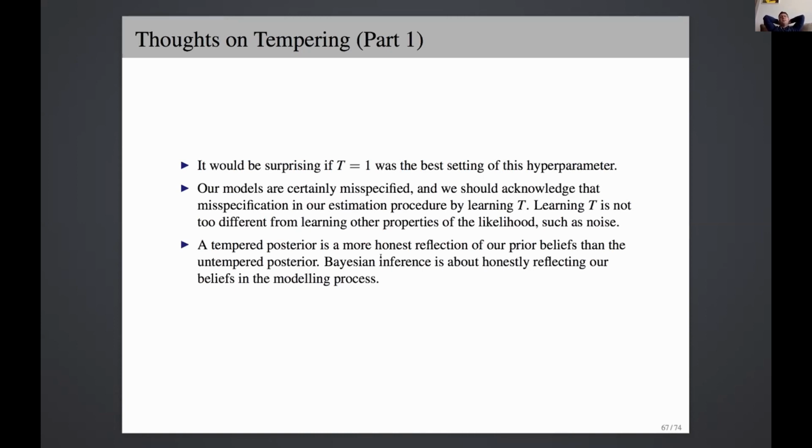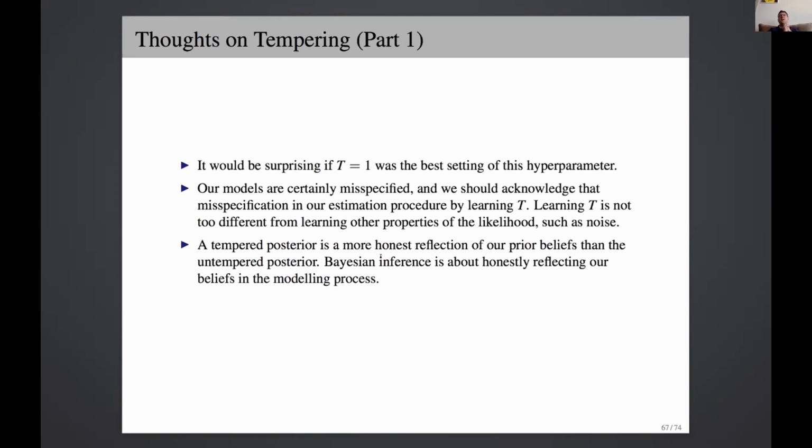And so this does seem like something that we should tune. Our models are definitely misspecified. And I think having a t not equals 1 typically, although not always, is a recognition of misspecification. But that's just part of honestly following our beliefs in our modeling procedure. And I think at a high level, that's what Bayesian methods are all about. They're about trying to most honestly represent our beliefs.